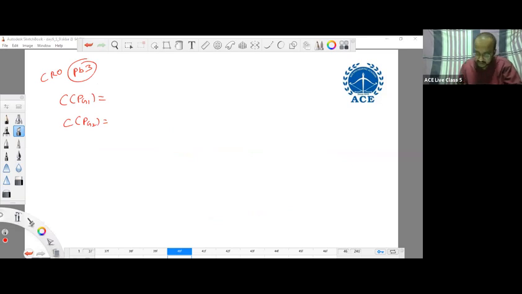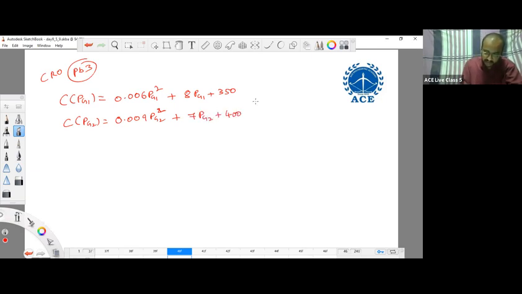So C of Pg1 is what? 0.006 Pg1 square plus 8 Pg1 plus 350. What about Pg2? 0.009 Pg2 square plus 7 Pg2 plus 400. So these are the cost curves given, in rupees per hour.